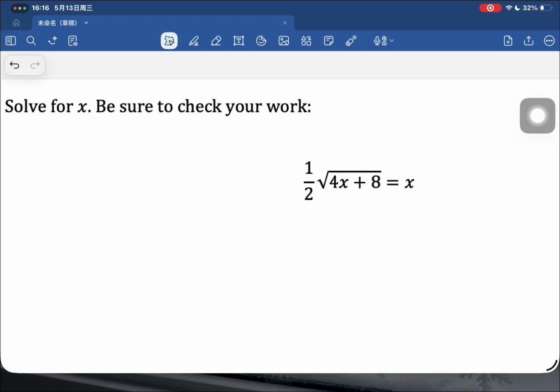Hi, today we're going to solve this equation: 1 over 2 times the square root of 4x plus 8 equals x. So first, let's start by looking at what makes this equation different from a regular linear equation. Here, the main feature is the square root on the left-hand side.